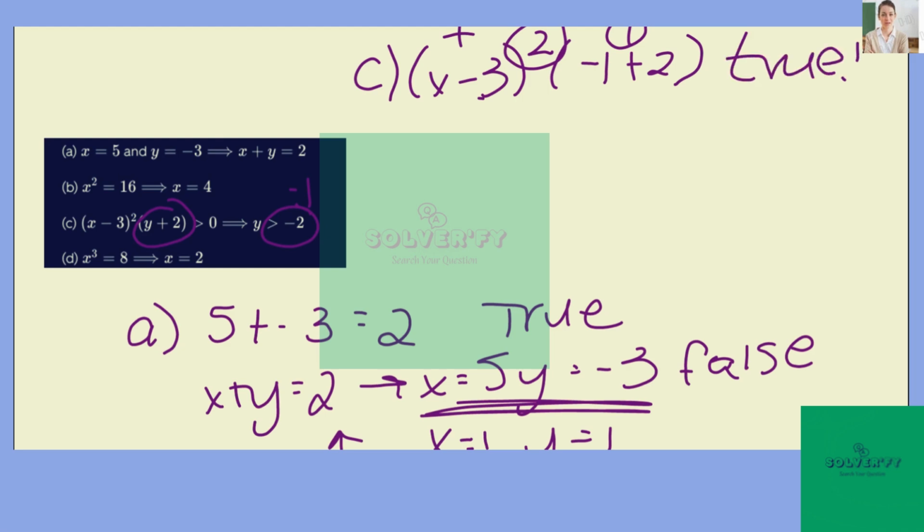Now for the counter implication, we're saying that if y is greater than -2, then x minus 3 squared times y plus 2 is greater than 0. So that is also true.